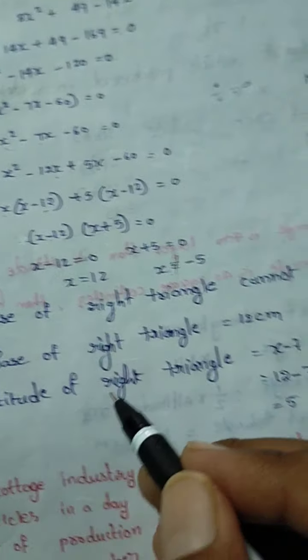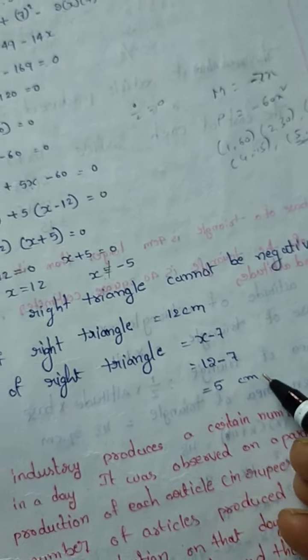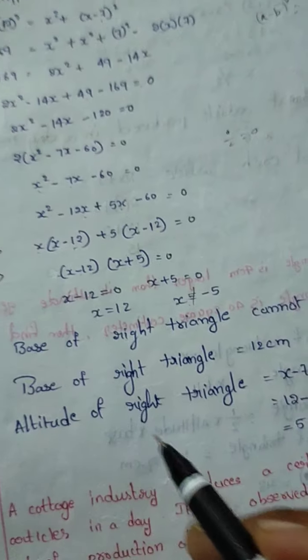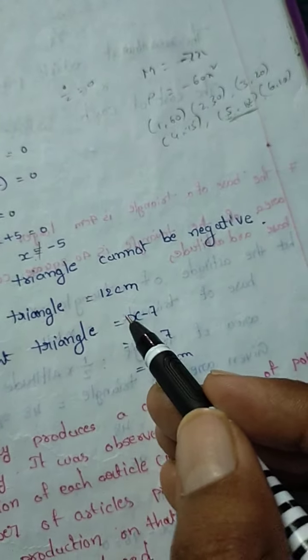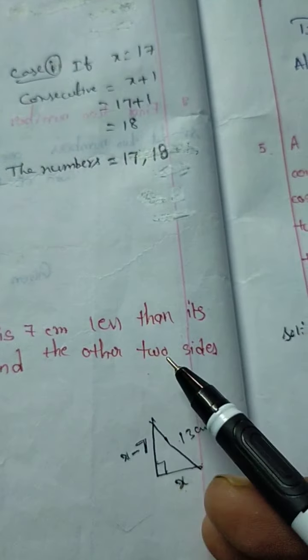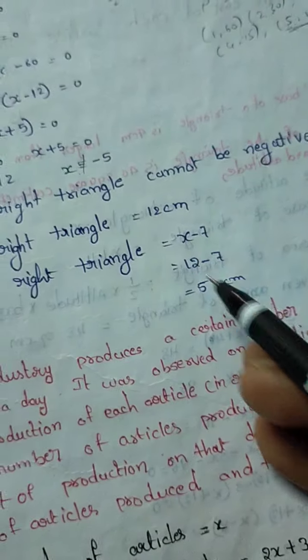The altitude of the right triangle is x minus 7, so 12 minus 7, which is 5 centimeters. This is the base, this is the altitude, these are the two sides. Find the other two sides: the remaining two sides are 5 centimeters and 12 centimeters.